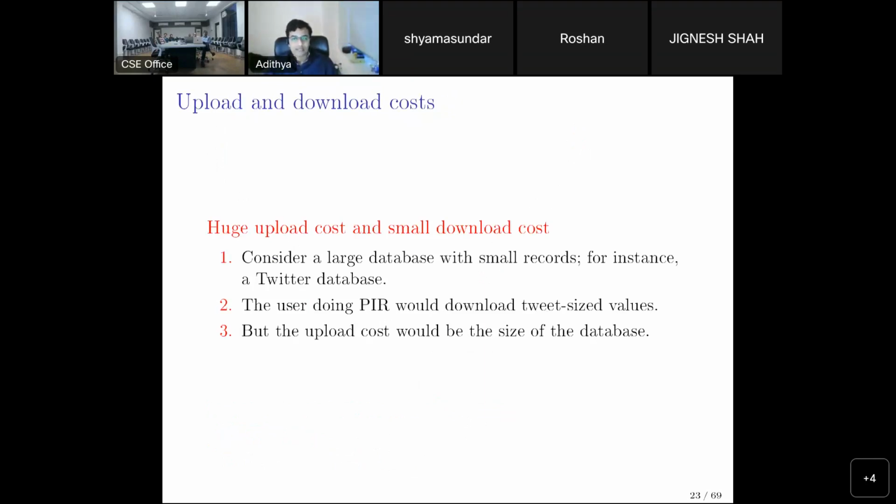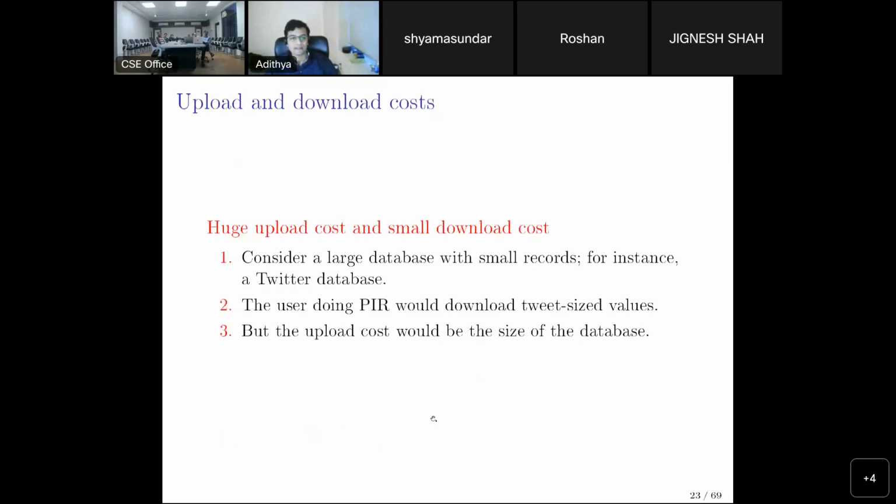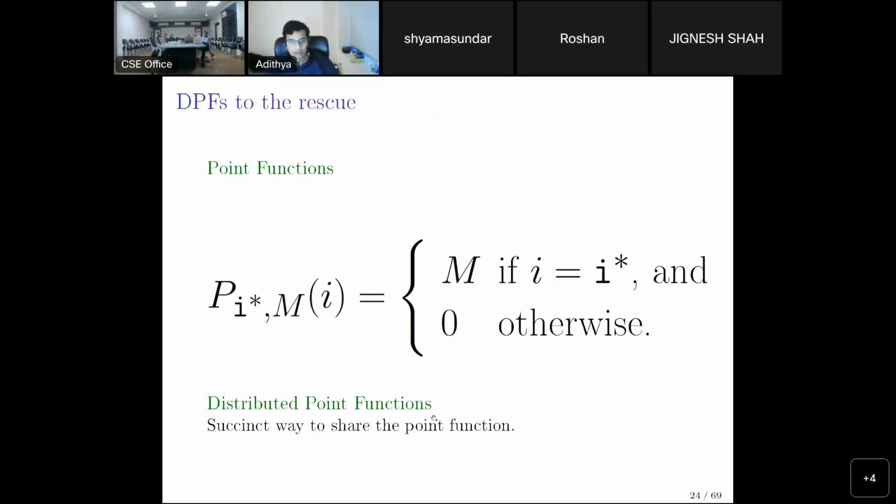Now consider, for example, a Twitter database, and now you want to download a certain tweet privately. You would be sending vectors the length of the database in order to download something of tweet size, because if you recall, our vectors Q and Q1 were of the height of the database. So that is not ideal. And this is where distributed point functions come into the picture.